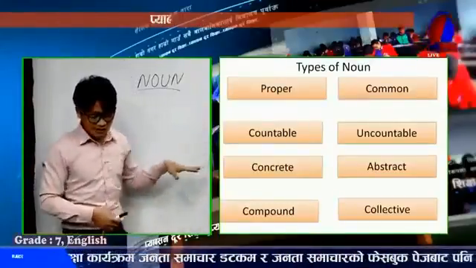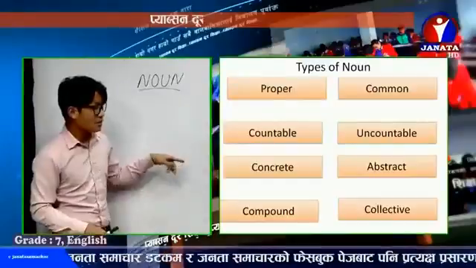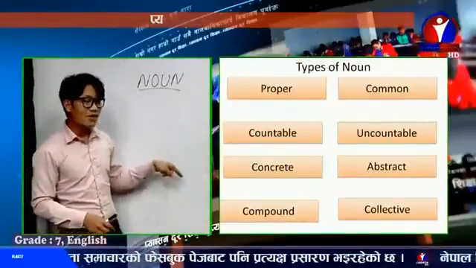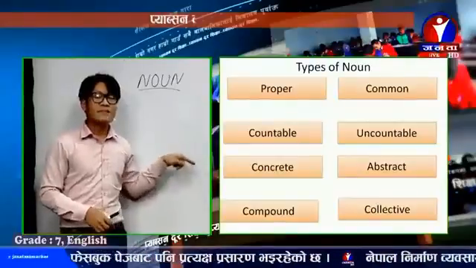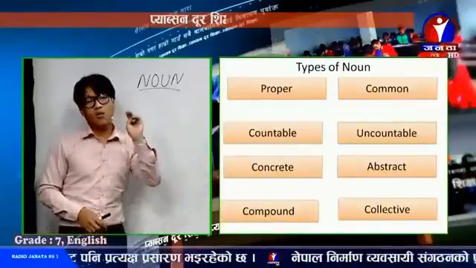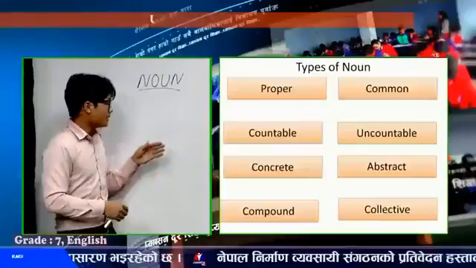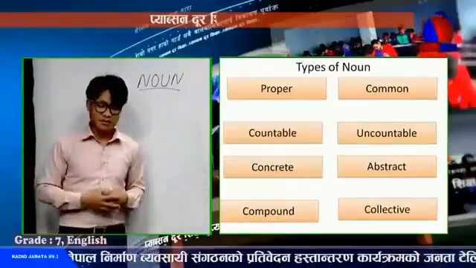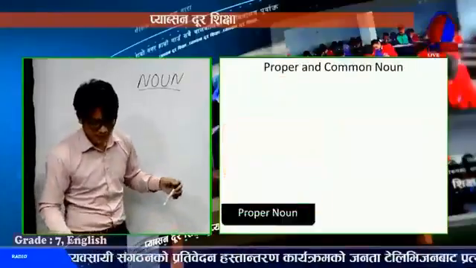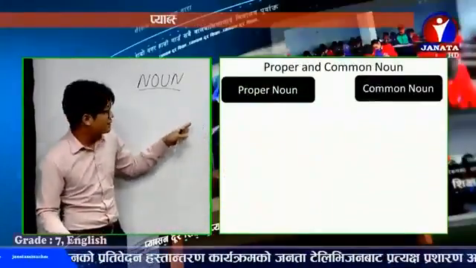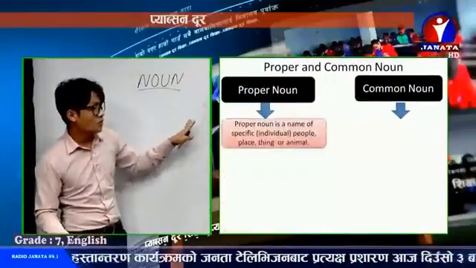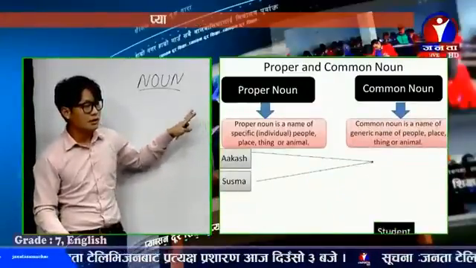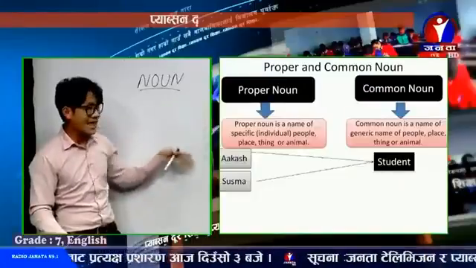And the last, seventh and eighth number, you can say compound and collective noun. Compound noun is that noun which is made of two or more than two words, and the collective noun is that noun which collects more number. Okay, so we had to practice this. What proper noun, what common noun. Even we had to practice. You can see this slide.